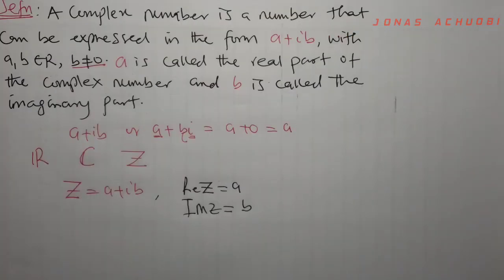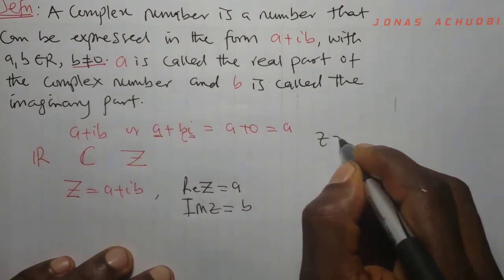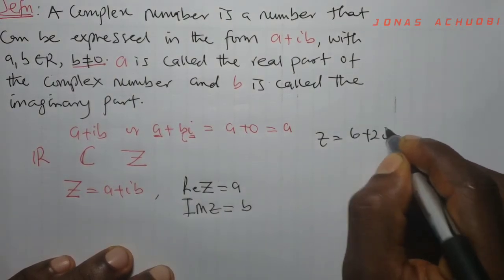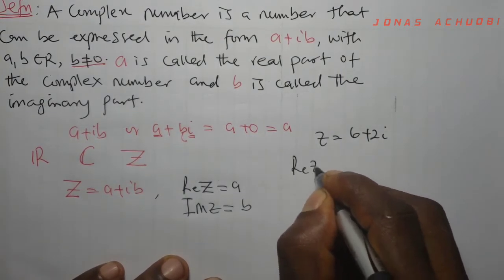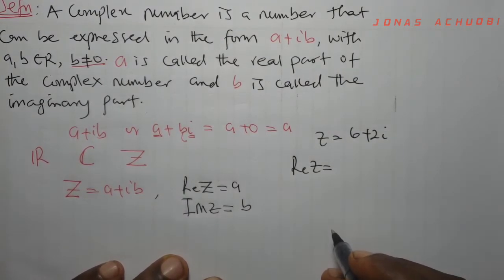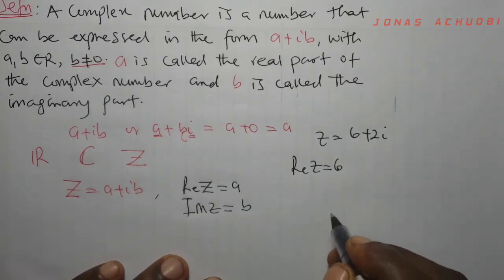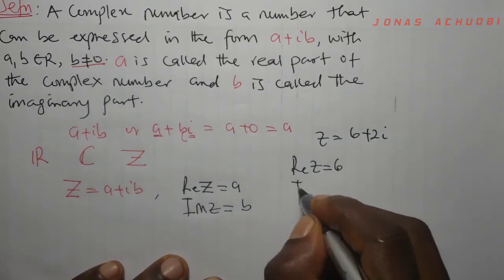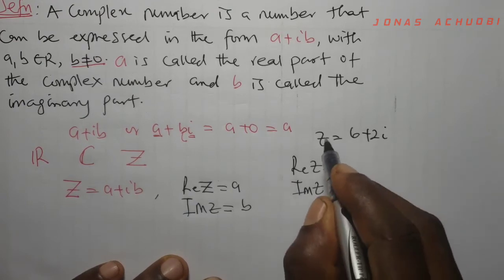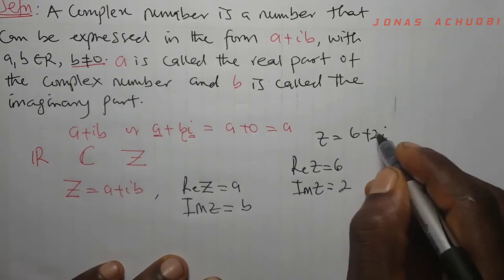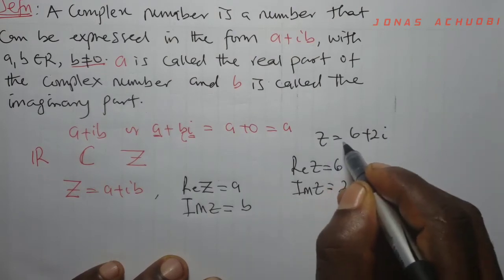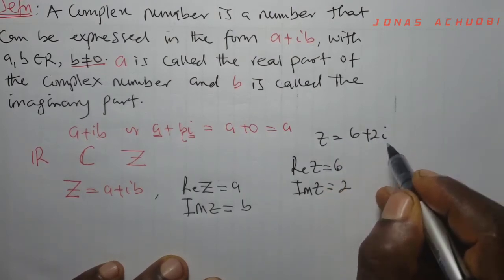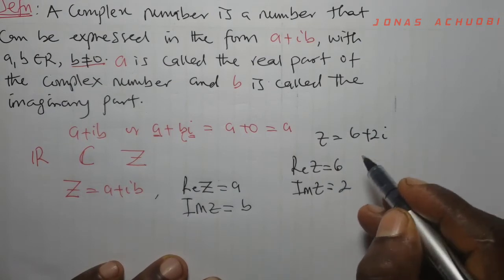Now the following are examples of complex numbers. Number 1: Z equal to 6 plus 2i. So here, the real part of this complex number Z would be, you can guess, 6, the part without the i. While Im(Z), the imaginary part of the complex number Z, is equal to 2, the number that has an i by it. So Z equal to 6 plus 2i is a complex number with real part 6 and imaginary part 2.